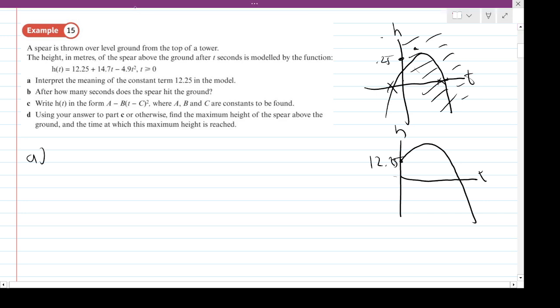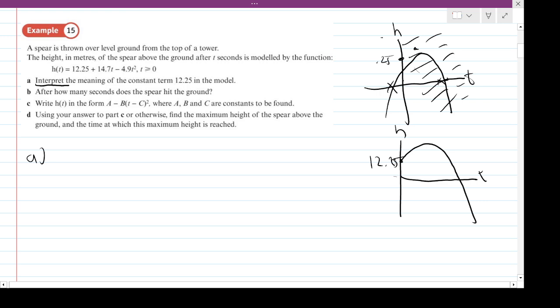Okay, so then it says interpret the meaning of the constant term 12.25. Interpret is the key word you're going to see when we do these modeling questions. That means give what this term represents in the context of the real life problem, right? So here, a spear is being thrown from the top of a tower. We need to work out what this number means in relation to this scenario of the spear being thrown from the tower.